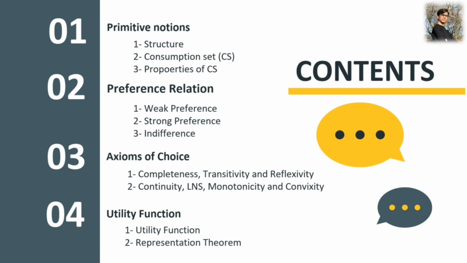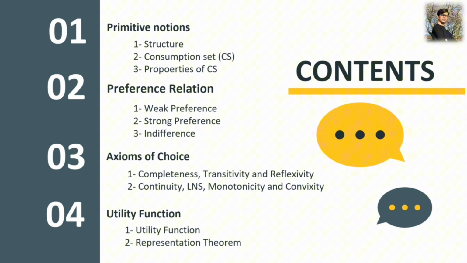So basically in the last two videos, we have talked about primitive notions such as the overall structure of the consumer theory, consumption set and properties of consumption set, and also about the preference relation: what is preference relation, what is weak preference relation, what is a strong preference relation, and what is indifference preference relation.